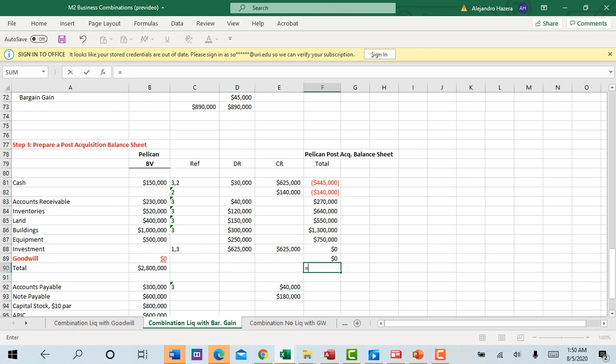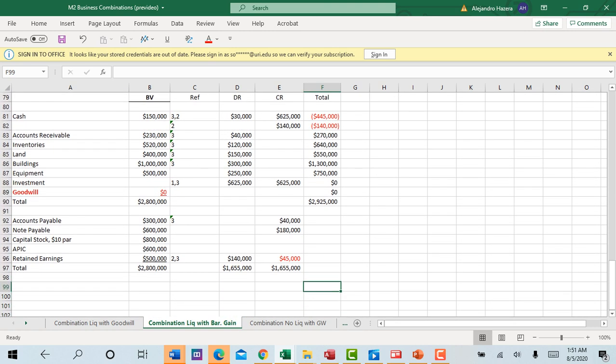Okay. And let's see what the sum is here. I'll just do sum. $2,925,000. By the way, that is the correct number. Obviously, I have notes with me. So we have that amount. And so the new company would have, it would be one company because the other company was liquidated. You have $2,925,000.